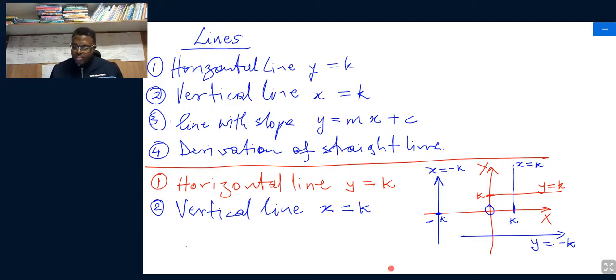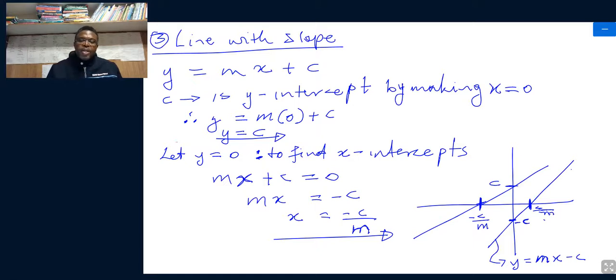We move to something more interesting than this. We are talking about a line with a slope, a line with a gradient. We have spoken about a gradient, m, about its applications and how to calculate it. Now we are doing something nice about it. We have this general form. This is a general form of a straight line. This is called the general form.